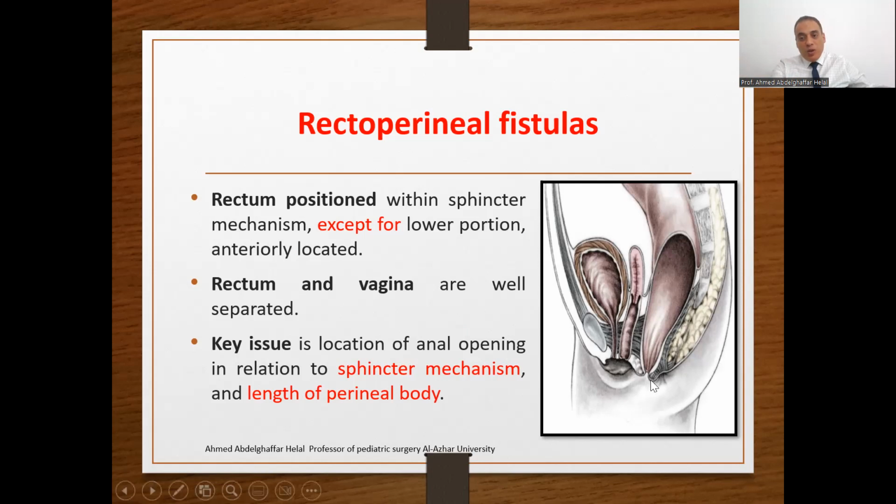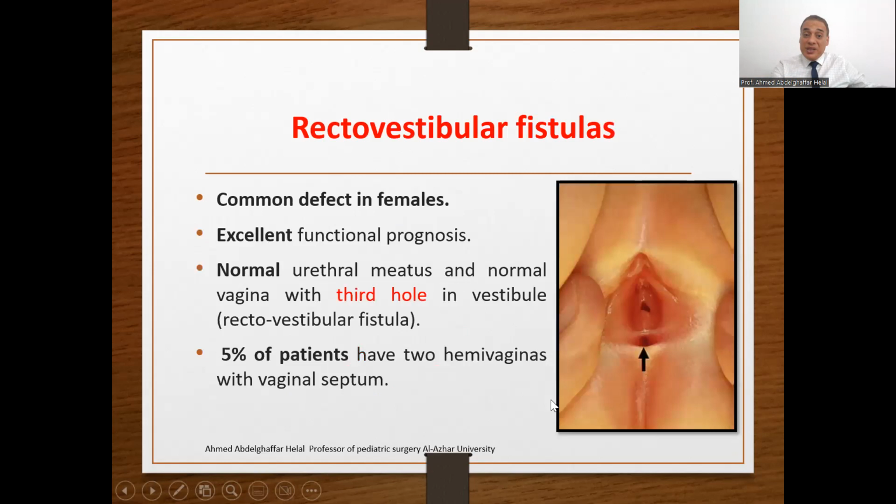In rectoperineal fistula, we mean that the rectum is positioned within most of the sphincteric mechanism, except the lower part, which is anteriorly mislocated like in the male defect. The rectum and the vagina are well separated. The key issue is the location of the anal opening in relation to the sphincteric mechanism and the length of the perineal body. So this is the first and the simplest type.